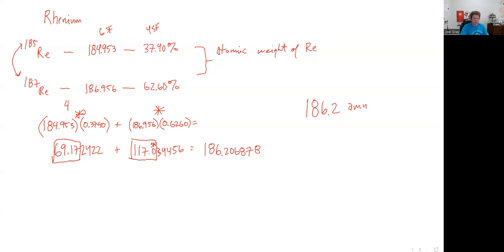They're pretty straightforward. You just have to think about, what's the point? The point is to take into consideration the relative abundances of these. One thing that I think is a good mental math check is we can see between the two of these, one has a mass of approximately 187, one has a mass of approximately 185. Our resulting number, 186.2, is closer to our higher value, which makes sense because that accounted for 62% of our total number of isotopes.